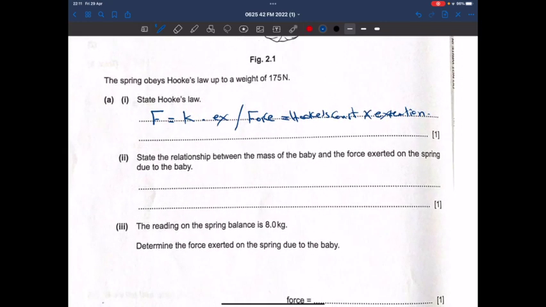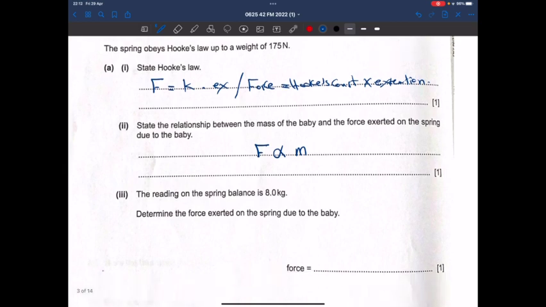State the relationship between the mass of the baby and the force exerted on the spring due to the weight of the baby. The force exerted on the spring is the weight of the baby. So I can write here mass and the weight both are directly proportional because the gravity acceleration is constant. So when it comes to the second law of Newton, I could say F is directly proportional with the mass. This is more than enough.